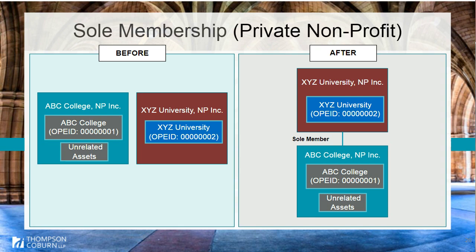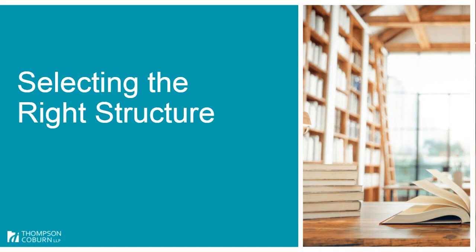And we spoke earlier, when you talk about consideration in a deal like this, you know, typically in exchange for the control that ABC College is giving up, XYZ University is agreeing to provide, you know, various services or financial assurances or things of that nature, something that makes it worthwhile for ABC College to enter into this kind of relationship. All right, Emily, how about selecting the right structure?